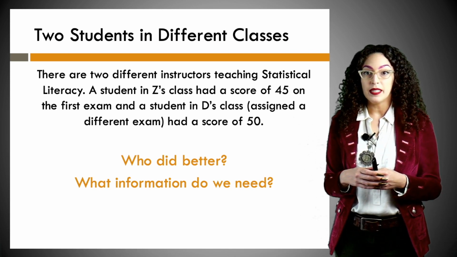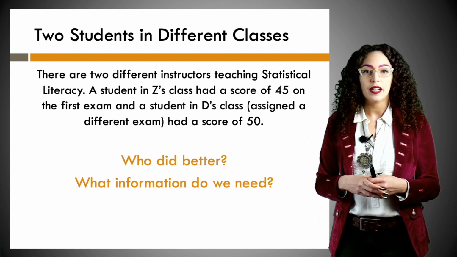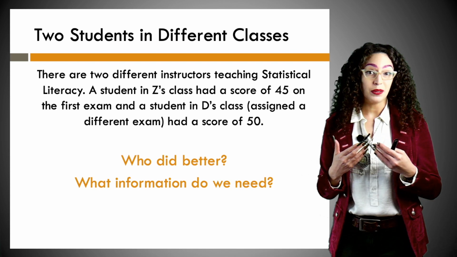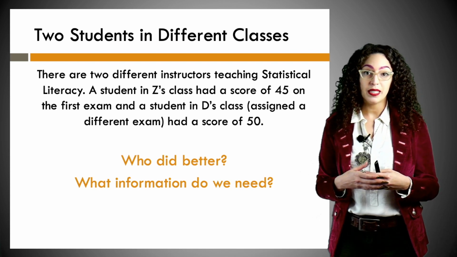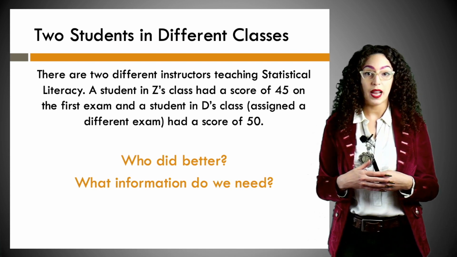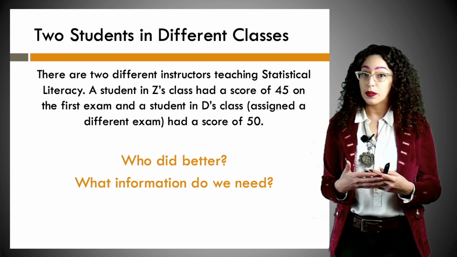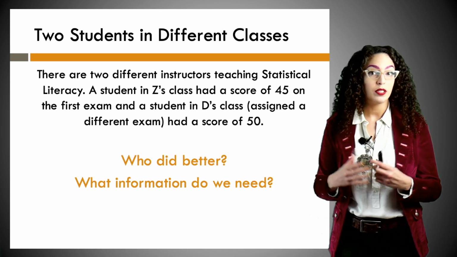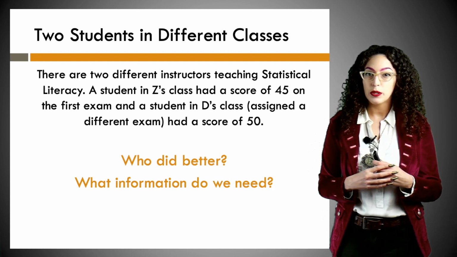Now you might be tempted to think, well, obviously, the second student, he got a 50 instead of a 45. But we don't know the original scale of the test. Maybe the test was out of 100 or the test was out of 70. We don't know. And we're asking who did better between the 2 relative to each other. So we have to do some translating.